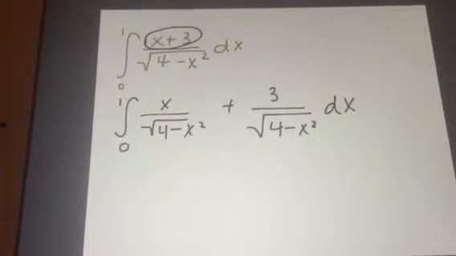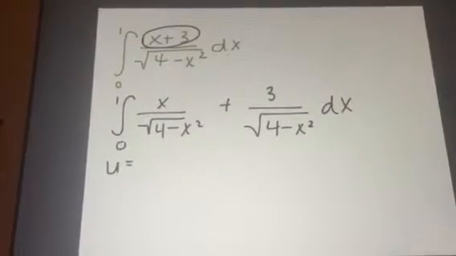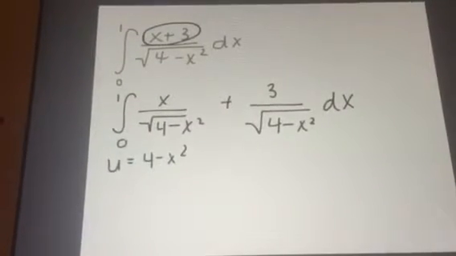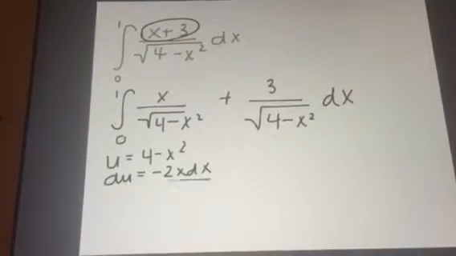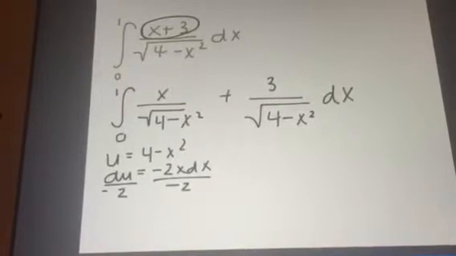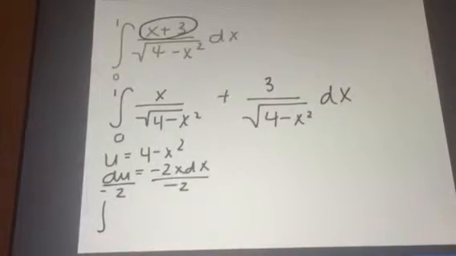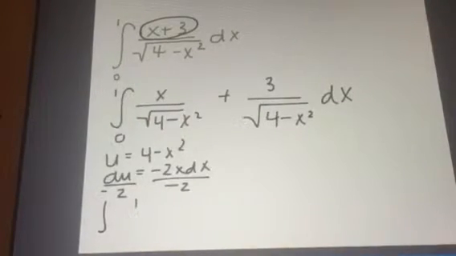dx. So for the first one, we're going to use u substitution, u being the 4 minus x squared, du would be negative 2x dx, divide by negative 2. So we get the integral of 1, let me rewrite that.